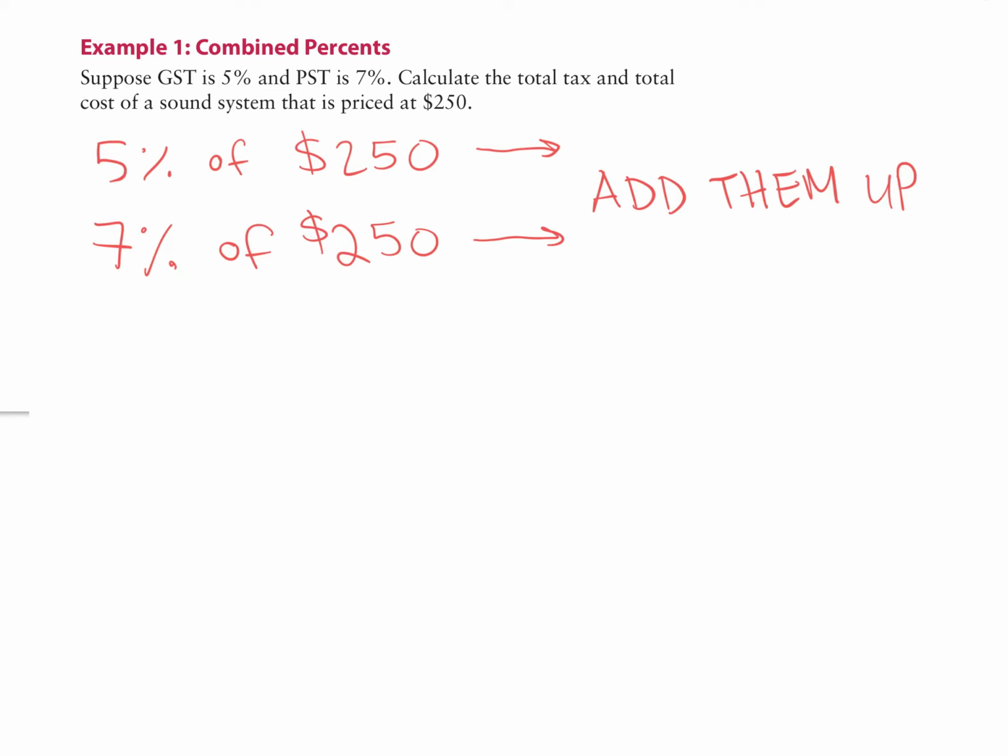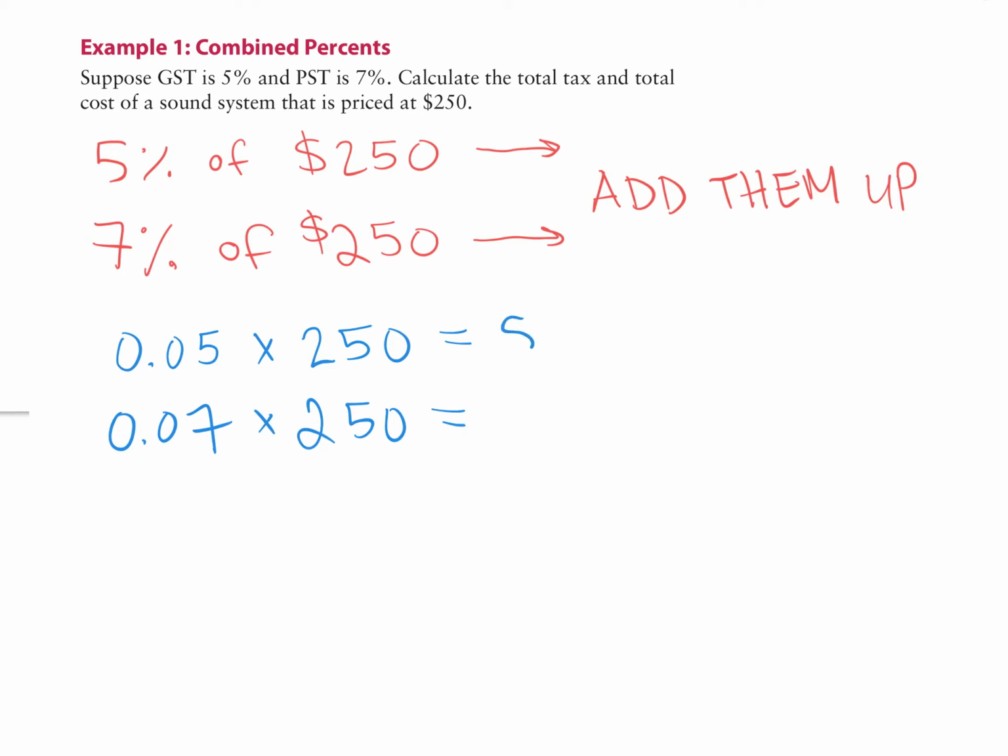So what does that look like? Well, all we got to do is multiply 5% times 250, 7% times 250, and these work out to, this one is $12.50, and this one is $17.50. So when we add those up, we get $30.